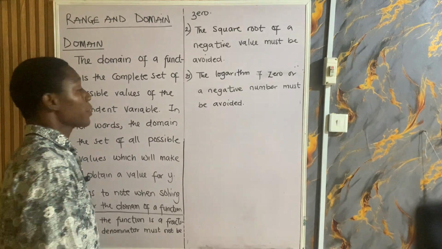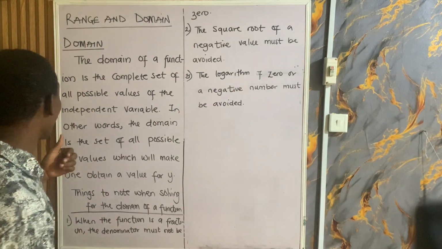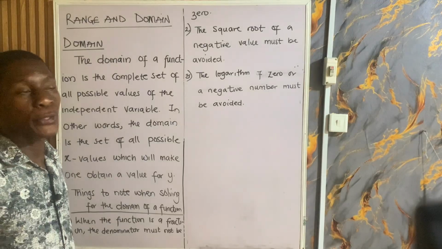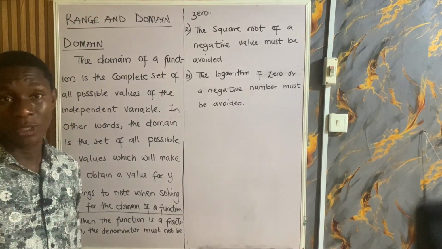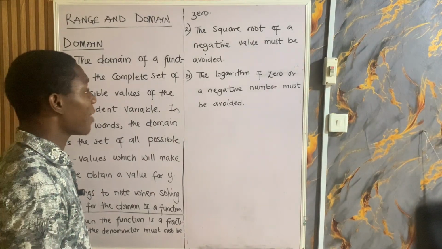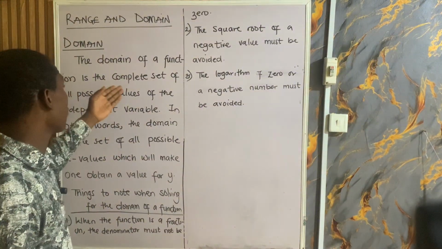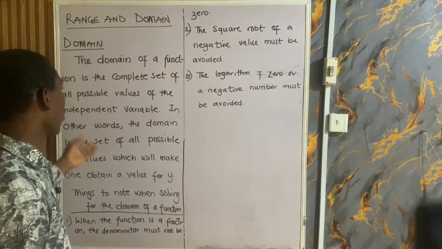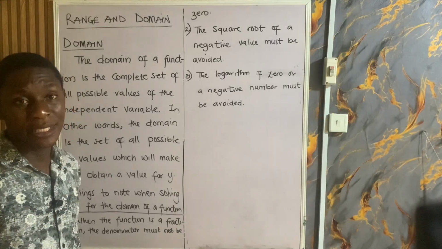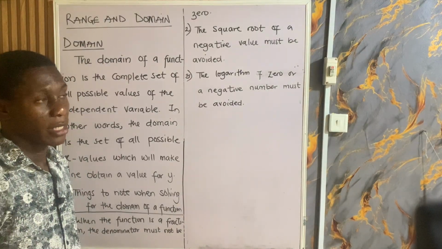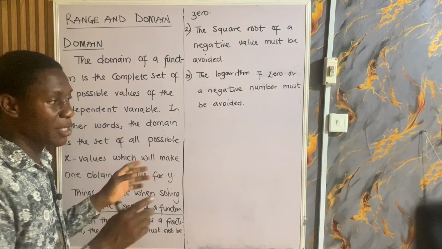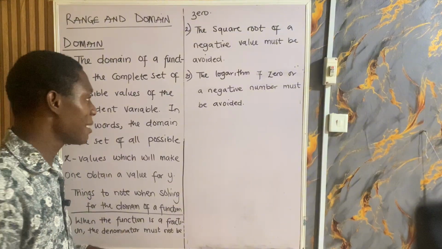Hello, so today we want to consider range and domain of functions. To begin with, we need to define what domain actually is. You see, the domain of a function is the complete set of all possible values of the independent variable. It's common in mathematics to use x for the independent variable. Let me explain this now.